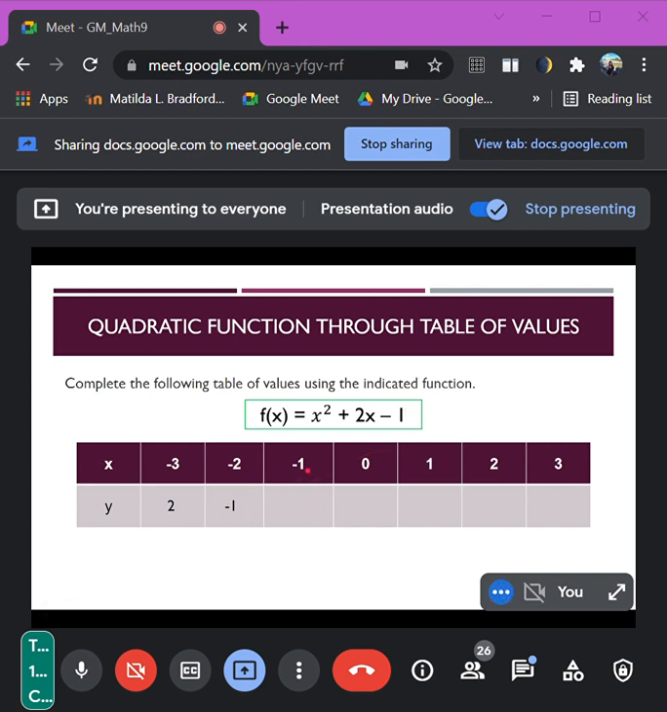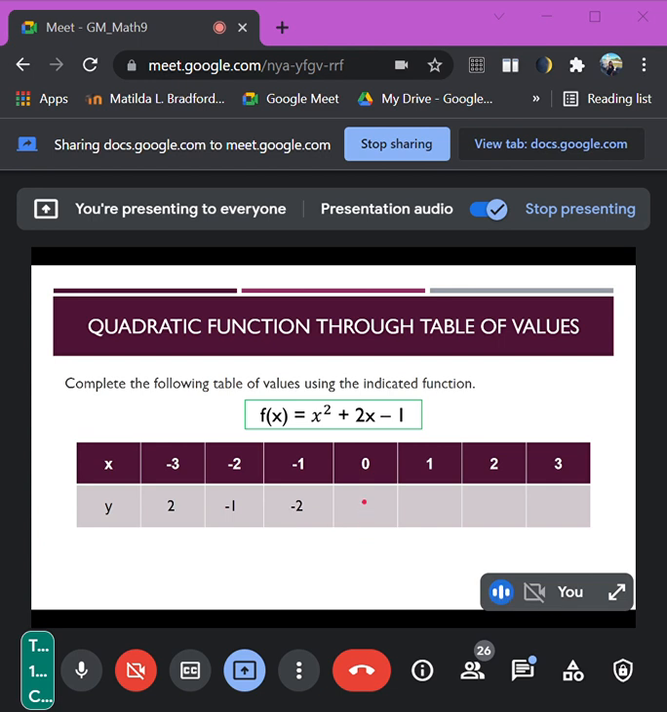How about negative 1? If negative 1 is our value of x, what is the answer? Negative 2. Okay, that is negative 2. Negative 1 squared, that is 1. Plus 2 times negative 1, that is negative 2. And then minus 1. So, that is negative 2.